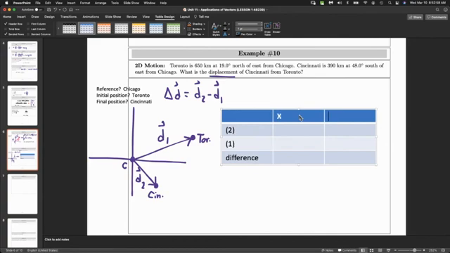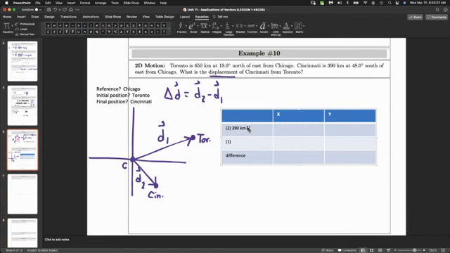Then we have here x and y. So in the first case, D1 or D2 is, let's see, Cincinnati, right? So that's 390 kilometers. Can someone tell me what the angle is? What's the angle between 0 and 360? Remember how we talked about an angle between 0 and 360? 312. That is correct. 312 is correct.